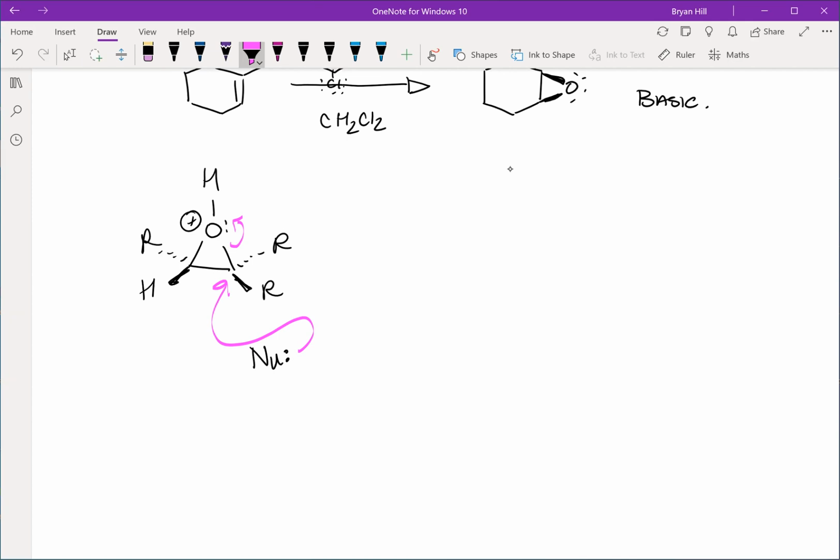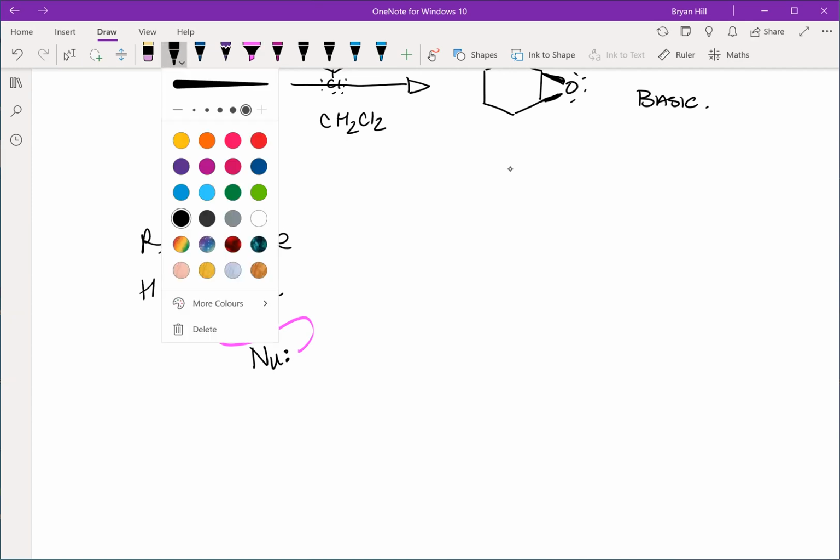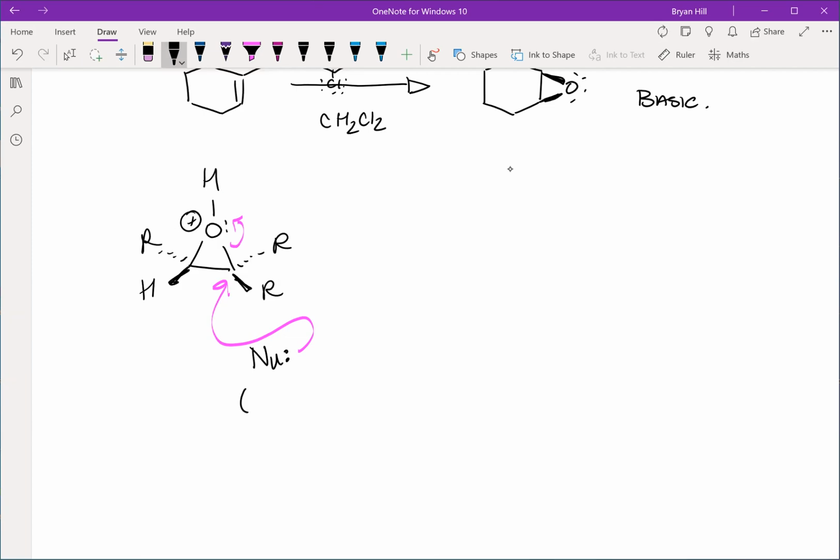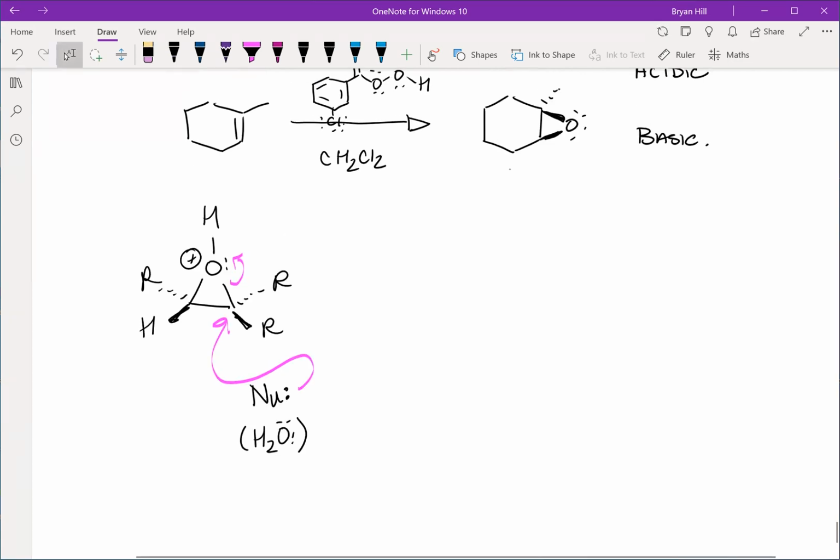Under acidic conditions, these nucleophiles will essentially be neutral species. So these nucleophiles will be things like water. That's probably the best example. So making an epoxide and then reacting it with H3O plus in water would give us a trans diol.